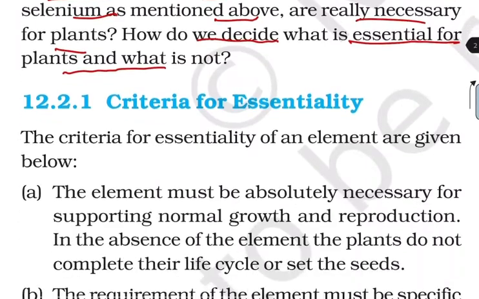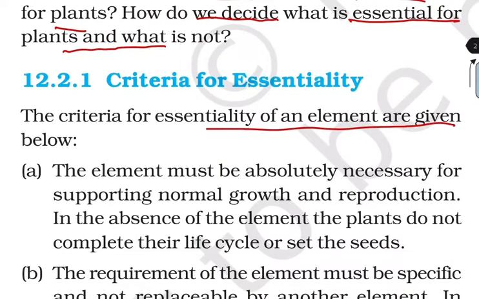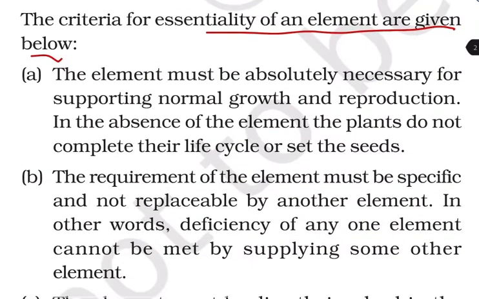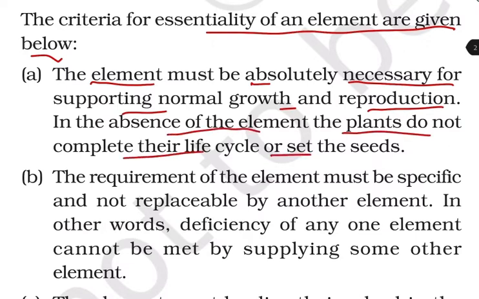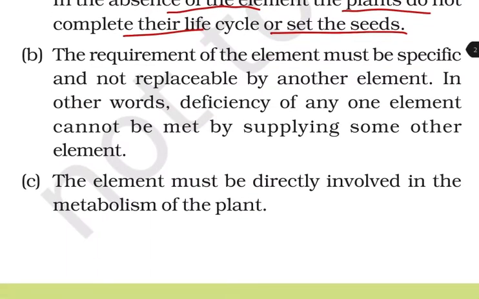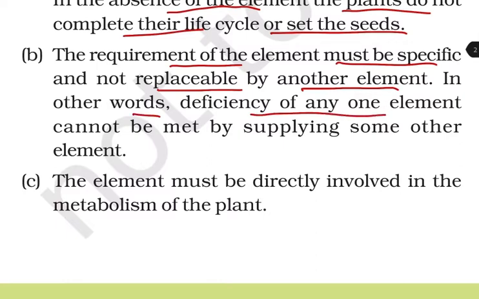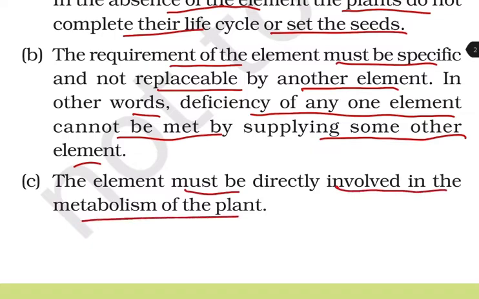Criteria for essentiality. The criteria for essentiality of elements are given below. First, the element must be absolutely necessary for supporting normal growth and reproduction. In the absence of the element, the plants do not complete their life cycle or set seeds. The requirement of the element must be specific and not be replaceable by another element. In other words, deficiency of any one element cannot be met by supplying some other element. The element must be directly involved in the metabolism of plants.